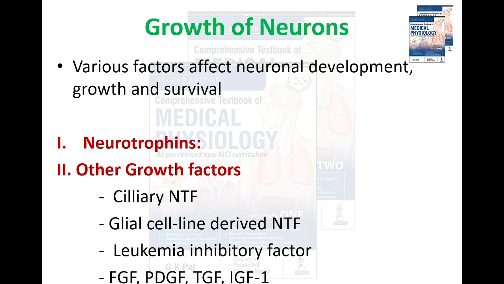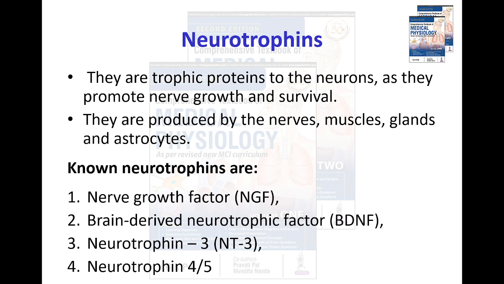What are the growth factors? Various factors that affect neuronal development are called neurotrophins. Ciliary neurotrophic factor, glial cell line derived neurotrophic factor, leukemia inhibitory factor, FGF, platelet derived growth factor, TGF and IGF are all different neurotrophins. These are trophic proteins to the neurons. They promote nerve growth and survival.